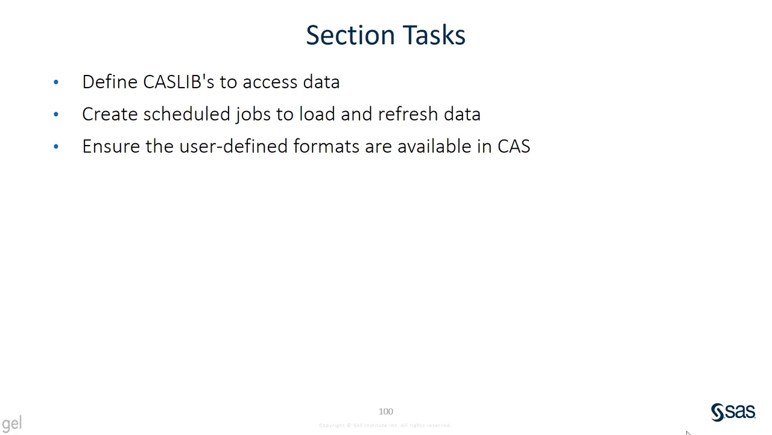So in this section, we're going to look at what a CAS lib is. So defining CAS libs to access data. We're going to look at creating scheduled jobs to load and refresh data. And we'll look at making sure any user-defined formats that you need are available in the CAS server.